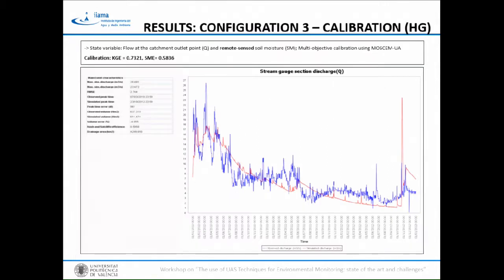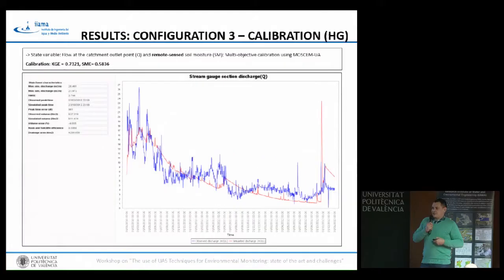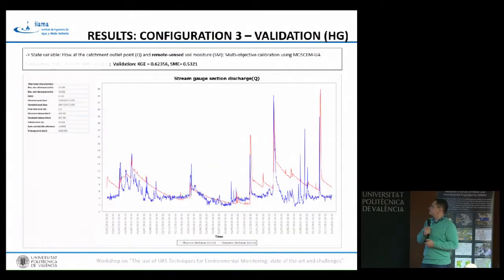And we obtained these results: a KG of 0.37 and a soil moisture estimator of 0.58. Now, validation, this is the interesting part. We got a KG around 0.623 and the soil moisture estimator with a little reduction to 0.53.